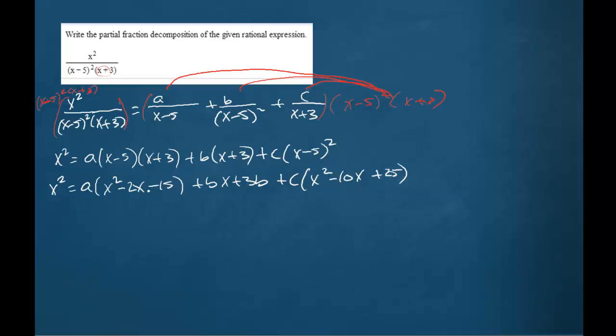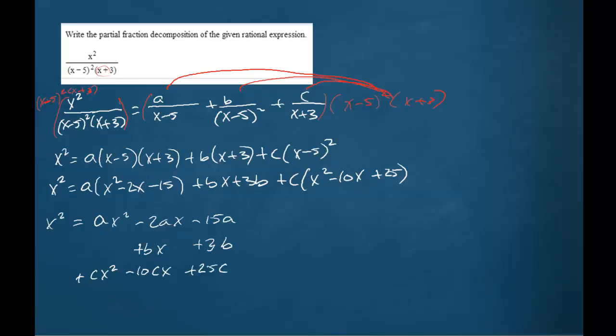Then multiplying that out, we wind up with what we have here. X squared is A times (x squared minus 2x minus 15) when we multiply this. And then we can multiply through by B, and then we can multiply out the (x minus 5) squared. Now, we'll multiply through by A, and we'll have Ax squared minus 2Ax minus 15A. I'm going to line up terms here. So we'll have plus Bx plus 3B. I'm going to put the Bx with the minus 2Ax, and the plus 3B with the constant minus 15A. I'll do the same thing when I multiply through by C. So we'll have plus Cx squared minus 10Cx plus 25C.